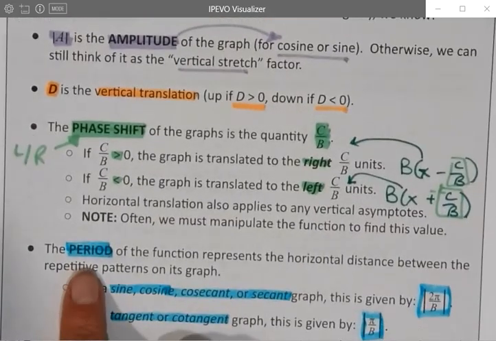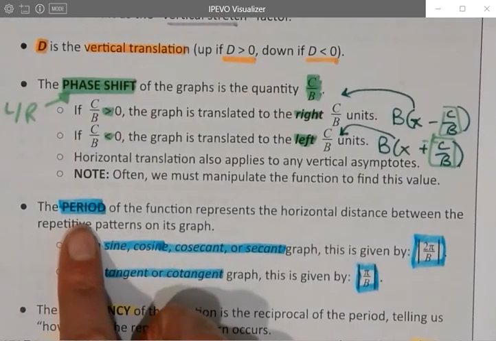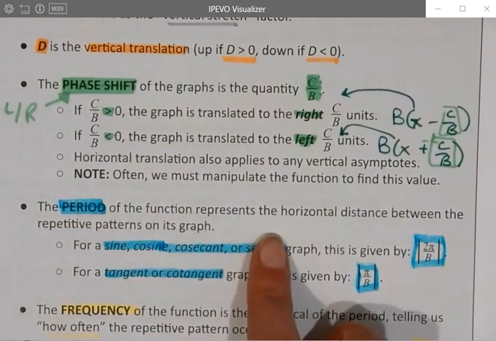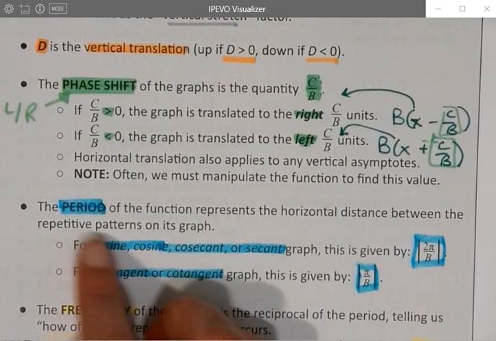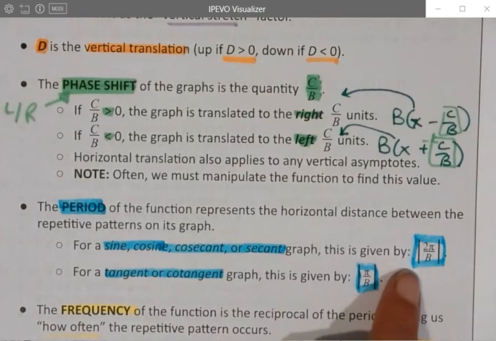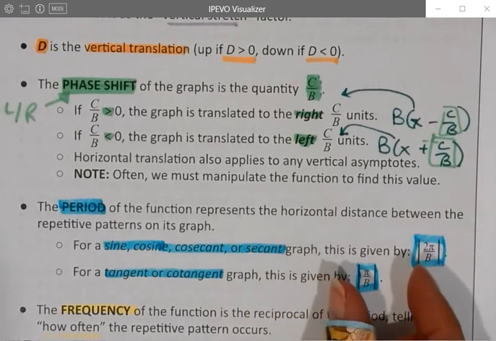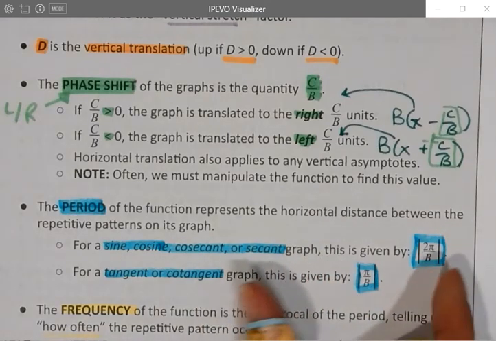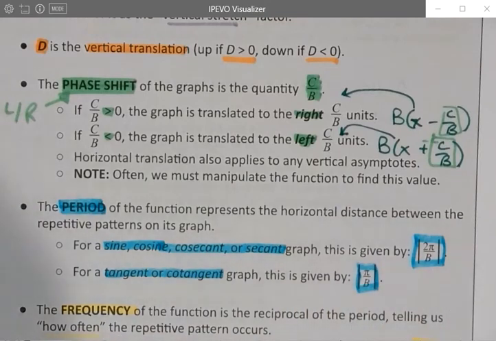All right, then we have the period of the graph. So the period is the distance between repetitive patterns in the graph, and it's going to depend on what kind of function. If you have one of the sine or cosine or their reciprocal functions, cosecant or secant, then it's 2 pi divided by your b value. The b value, as we saw in some of the previous graphs, will condense your horizontal distance, and so that's going to help get you the period. And then if it's tangent or cotangent, the ordinary period is pi, so if you have a horizontal stretch, it'll be pi divided by b.